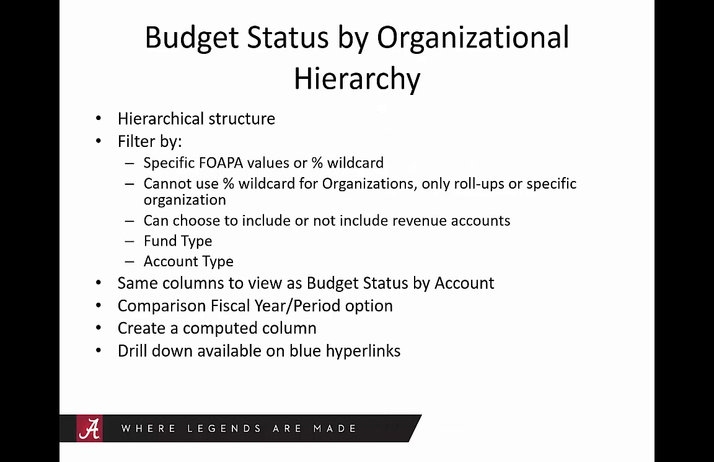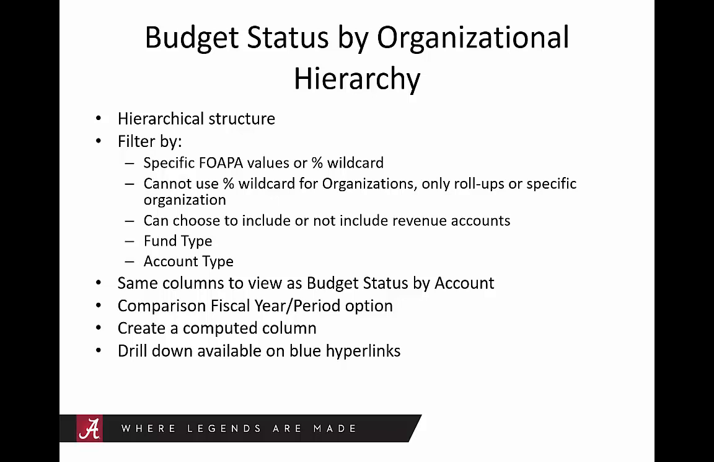Our third query type is Budget Status by Organizational Hierarchy. The data here is in a hierarchical view, starting with either the organization code or roll-up, then with further drill down by account type and then by account code. The filter values for this query include specific vote values or wildcards. However, the organization here must either be a roll-up organization or a specific organization, and it cannot be a wildcard.